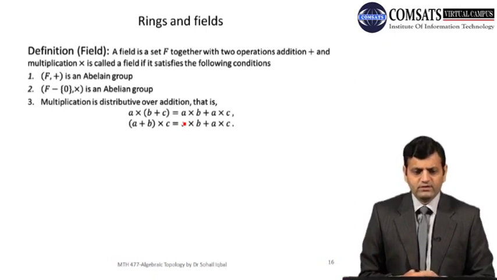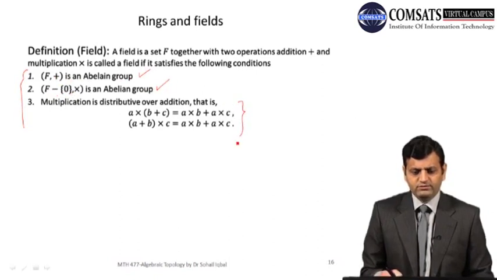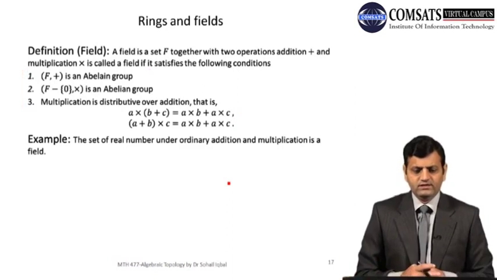Now, starting with our next definition, a field is a set F together with two operations of addition and multiplication. It's called a field if it satisfies the following three conditions. Number one, it should be an abelian group under addition, and the non-zero elements of F should form an abelian group under multiplication, and the multiplication should be distributive over addition from both sides. Now, can you find examples of field? Of course, we can find many examples of field. For example, the set of real numbers under ordinary addition and multiplication is a field.